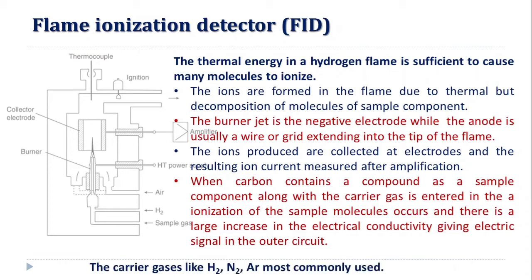In this case, the carrier gases like H2, that is hydrogen, nitrogen and argon are most commonly used. So this is a flame ionization detector. In short, the sample gas is burned in a hydrogen flame and that forms the ions. Whatever percentage of ions are collected gives an electrical signal, and that electrical signal is directly proportional to the composition of that compound in the flame or eluent coming from the column.